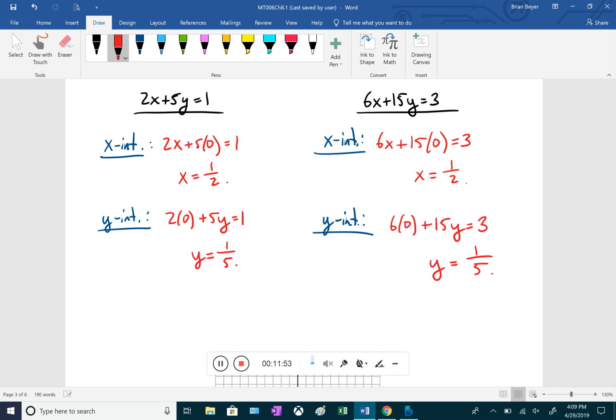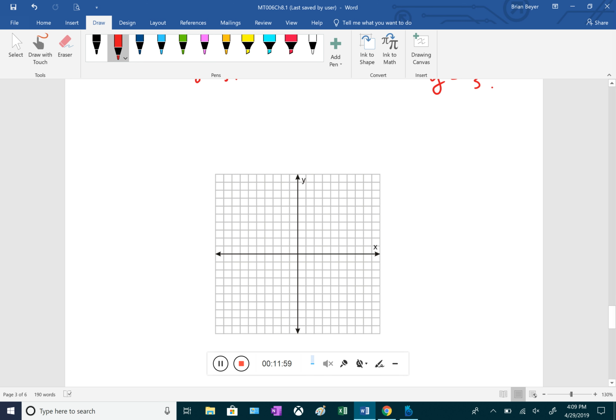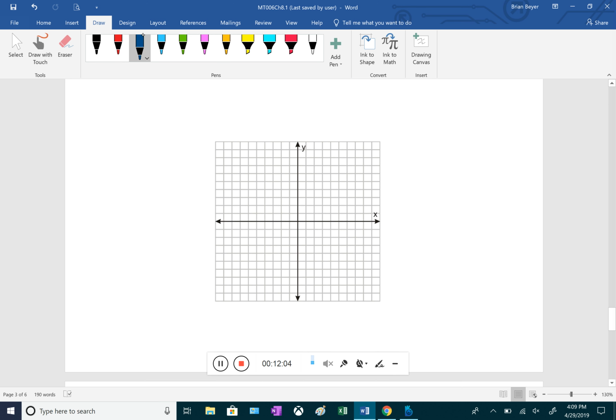So once again, let's compare these. We have the same x-intercept on both of these, same y-intercept. So when we go to graph these, they should be the same thing. So we have an x-intercept of 1/2. So that's going to be about right here. A y-intercept of 1/5. So that's about right here. So pretty close together.